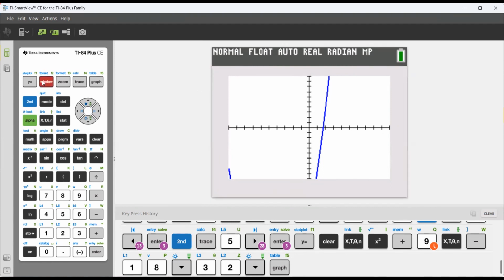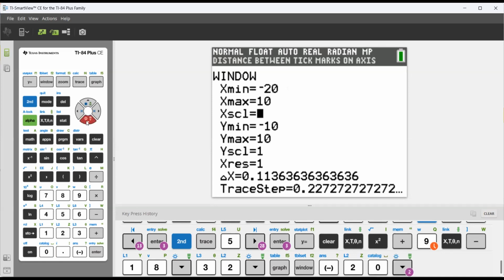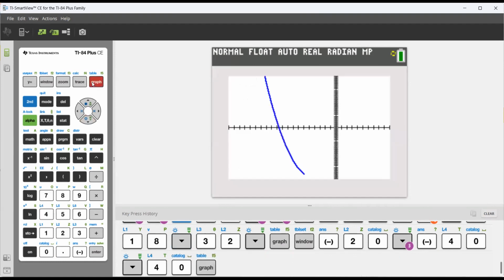So I'll go back to my window. My negative x, I'm going to do -20. My maximum x is okay. I could reduce it, but I'm going to stay at 10. Now my minimum y, let's do negative maybe 40. Yeah, I'm going to go big on it. And then for the maximum, I'm going to do 42. Then go back to graph. Oh yeah. So now it's better. Okay, so you're supposed to sketch this.